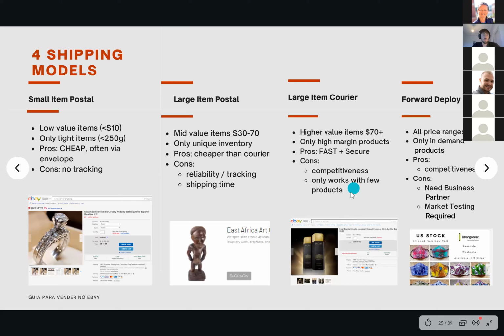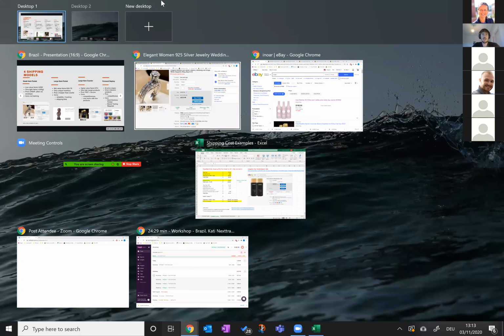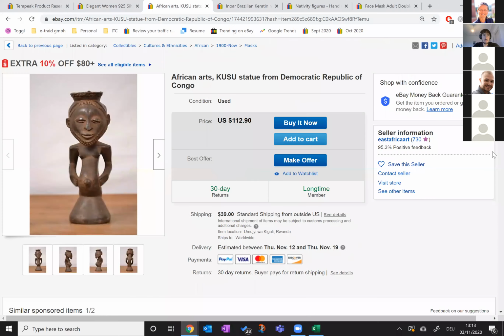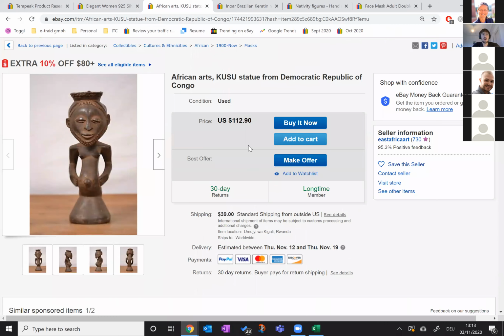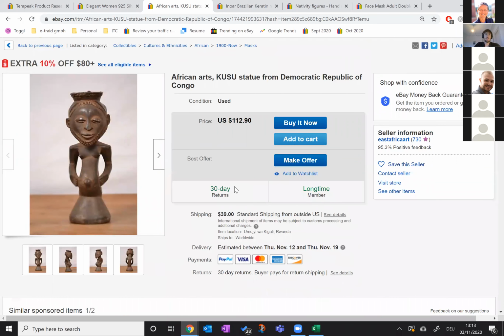I will very quickly have a look at two examples of sellers that are using postal or expedited services, just so we can see how they make it work. So this is the seller I talked about from Rwanda. She has a product priced at a little more than $100, and then she just adds the shipping. She puts the shipping in addition.